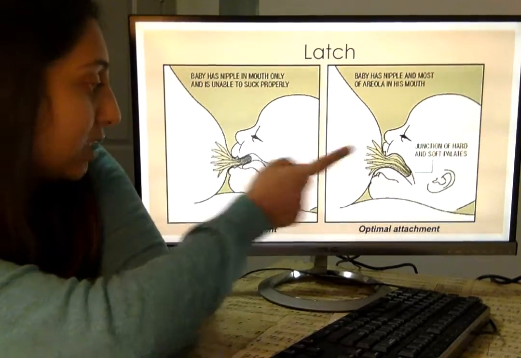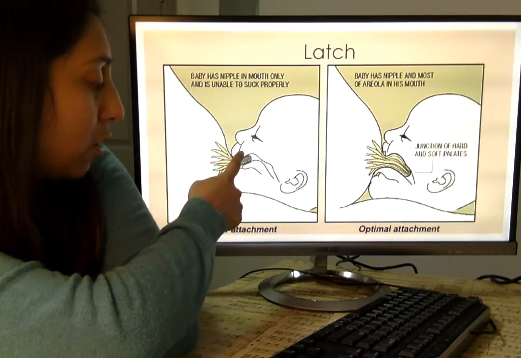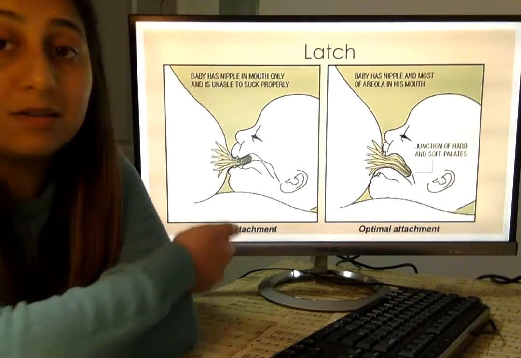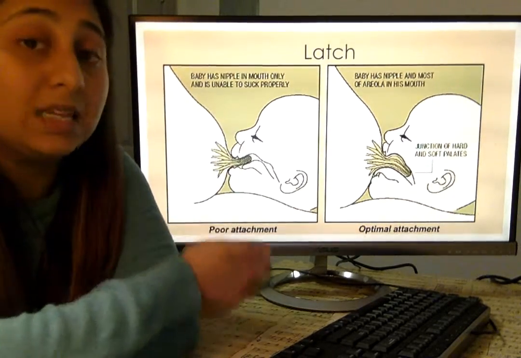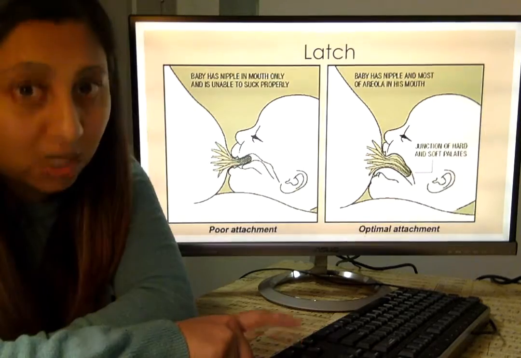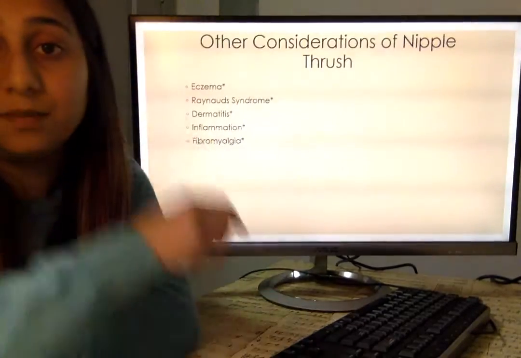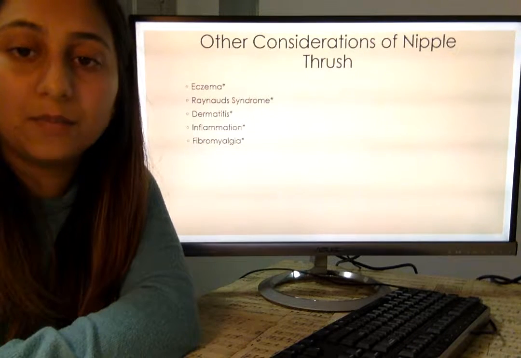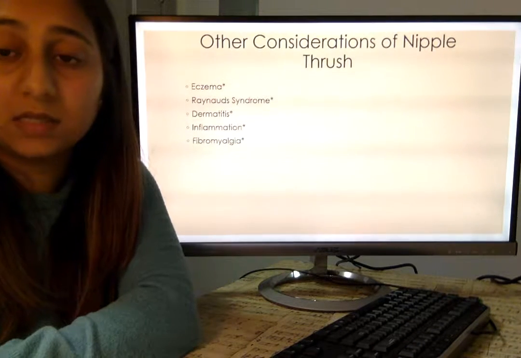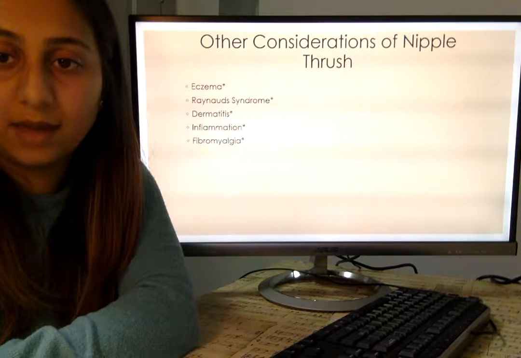Now, here is a good latch and a bad latch. Bad latch and a good latch. Here, the mother's nipple is hitting the hard palate, which can lead to soreness. Here's an example of another condition other than thrush that can lead to a sore nipple. That is why we need to assess all these different things like latch. Now, thrush assessment. Oh, I just talked about that.